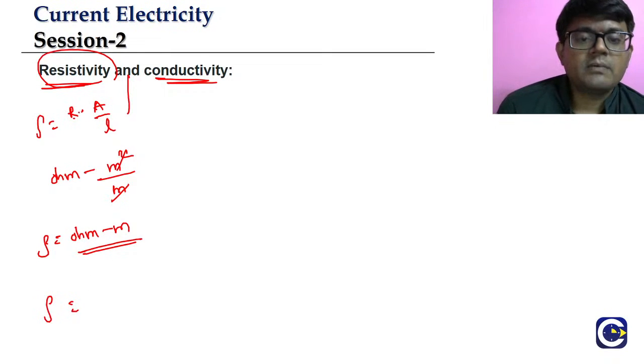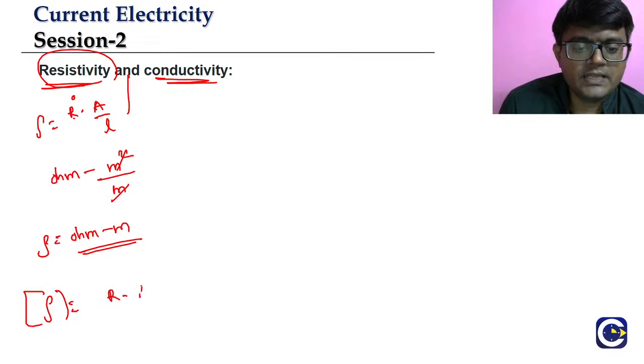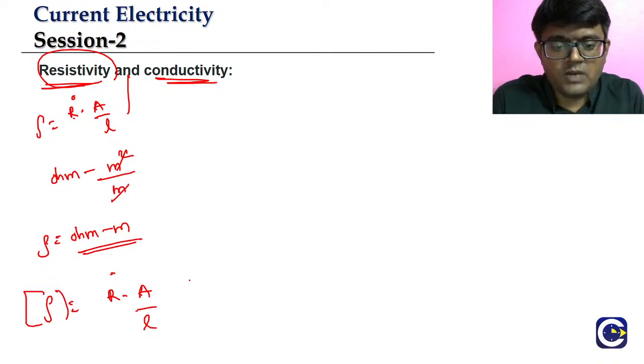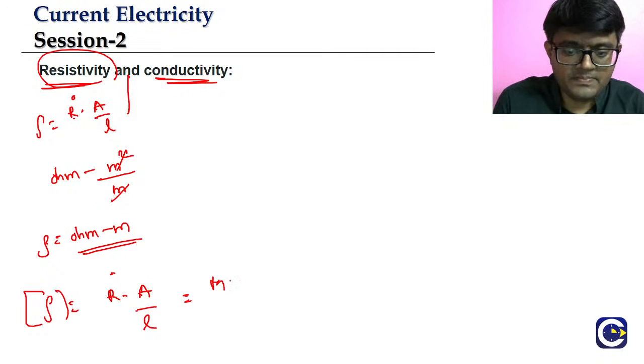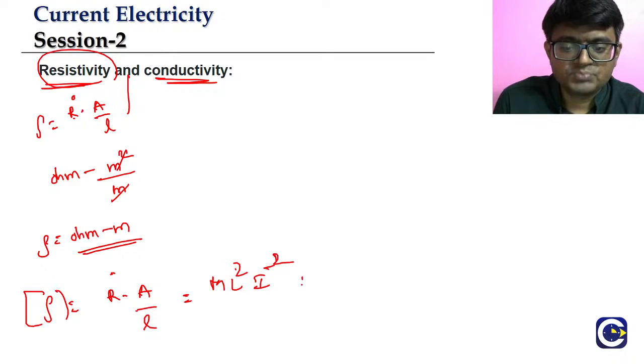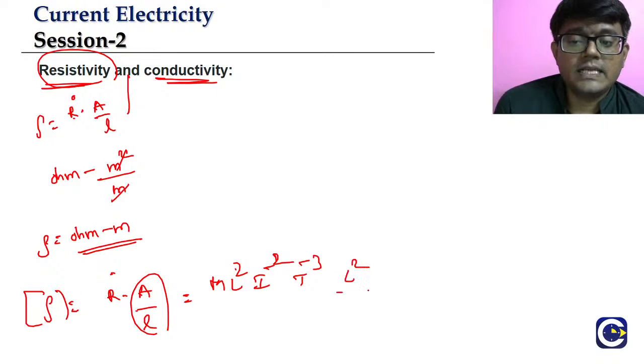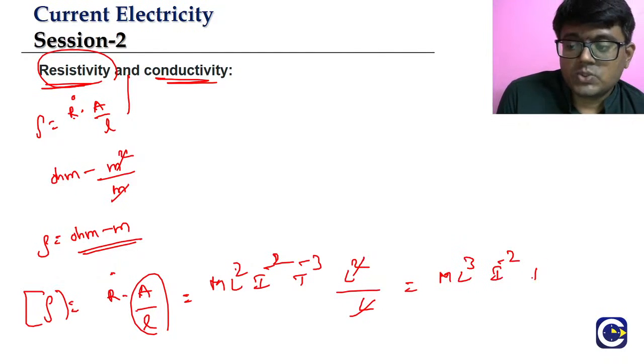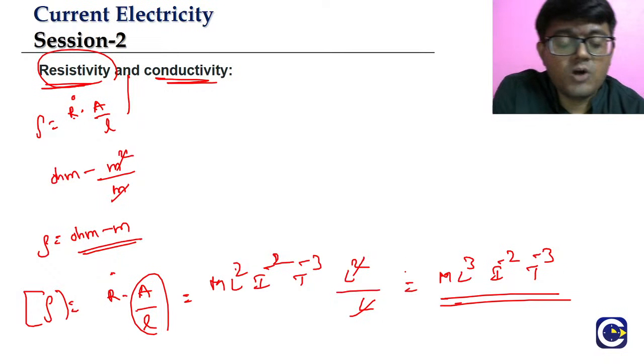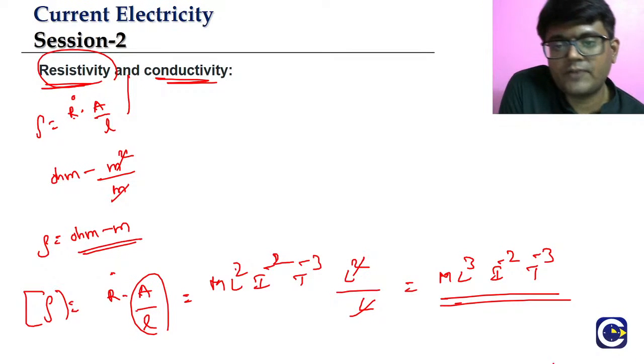If you already remember the dimensional formula for resistance, we can use it. Otherwise you will have to derive the dimensional formula of resistance first. Then the dimensional formula for resistivity comes from R into A by L. The dimensional formula for resistance is M L square I power minus 2 T power minus 3. Area means L square, length means L. So we get M L cube I power minus 2 T power minus 3. This is the dimensional formula for the resistivity, okay.